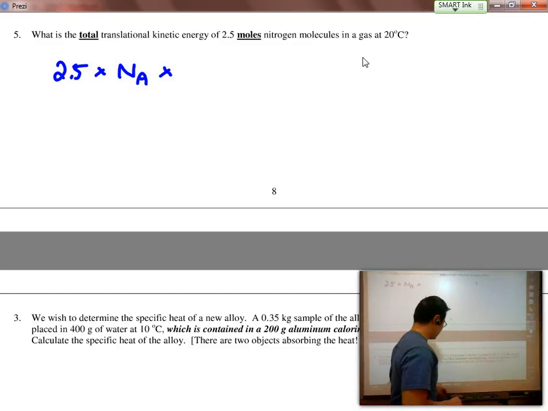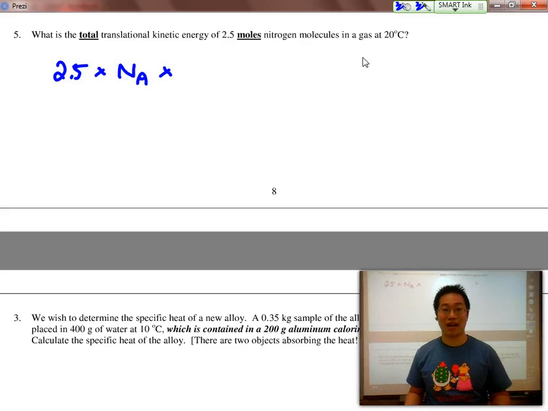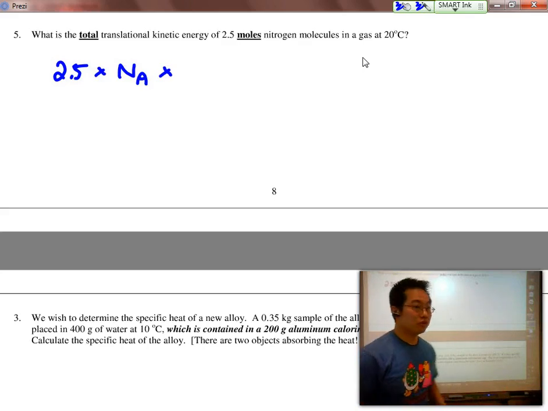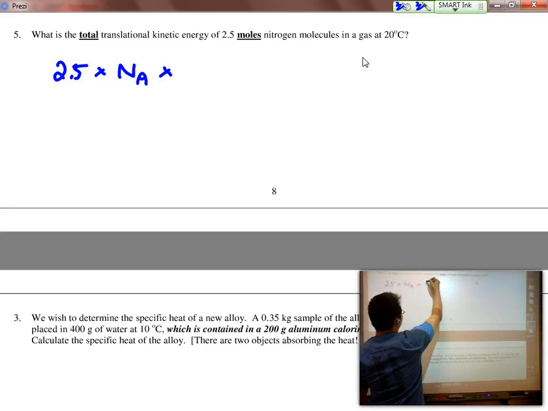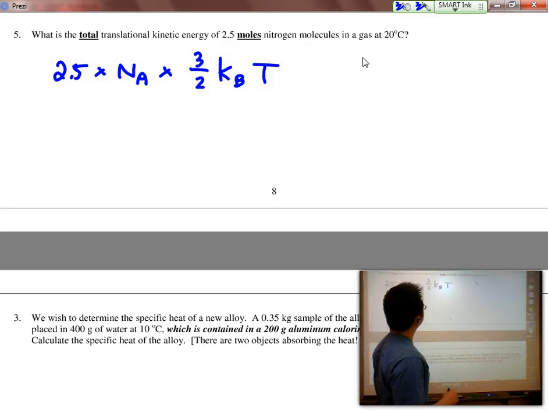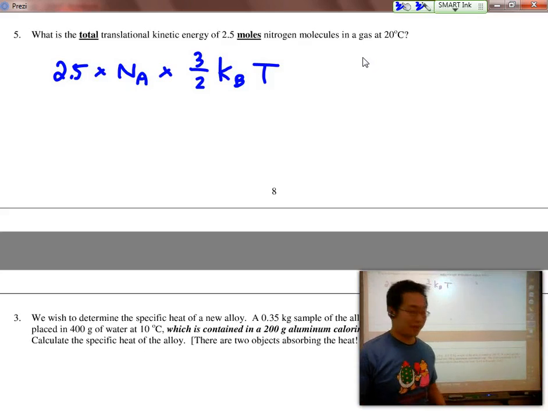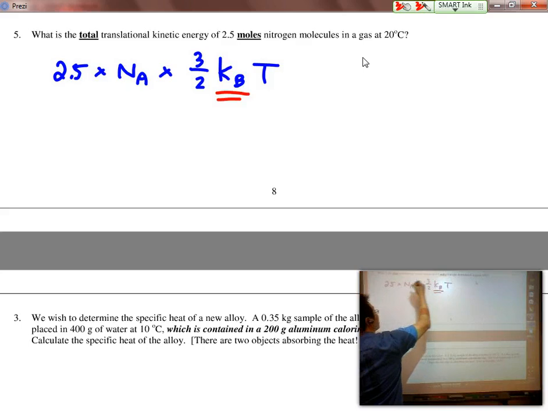Now the thing is, I want to show you guys how to solve for the entire gas load. Is there a faster way to solve for the energy of the entire gas? Well, normally when we do 2.5 times n times Avogadro's number times kinetic energy, that is really the 3/2 times the Boltzmann constant times the temperature. And that would give us our number of 9,128 joules.